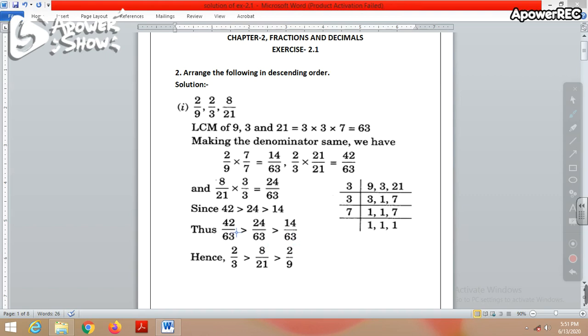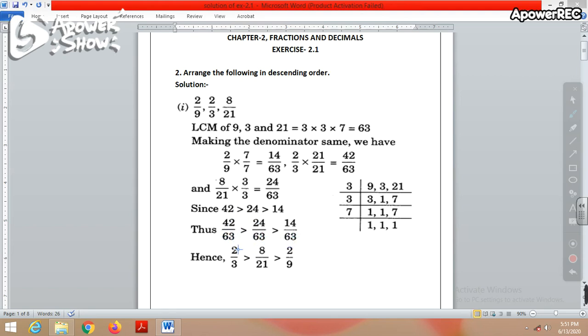Why? Because here we are taking 42 parts out of 63, or you can say here you get 42 marks out of 63. Here you get 24 marks out of 63 and here we get 14 marks out of 63. So which one is the highest score? Obviously 42. So 42 by 63 is greater than 24 by 63, which is greater than 14 by 63.